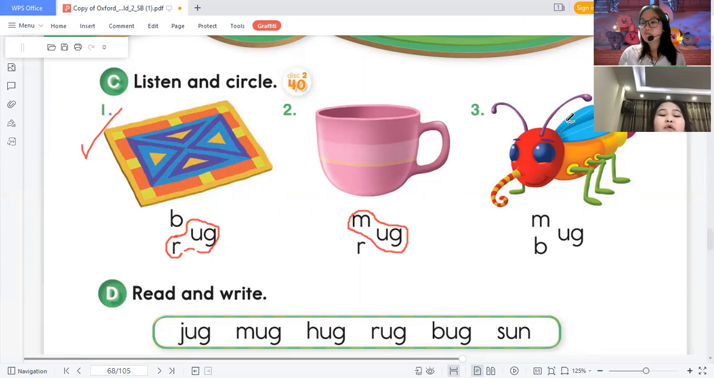Number three. It's a bug. Bug. Okay. Bug. Correct. Okay. How do you spell bug?